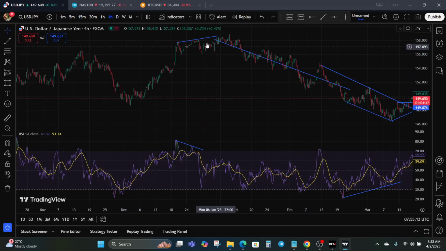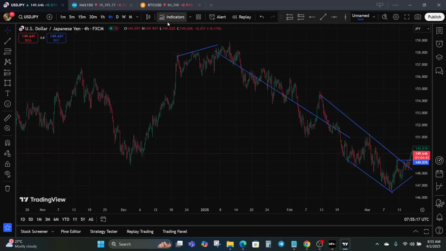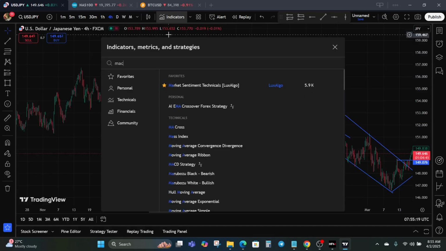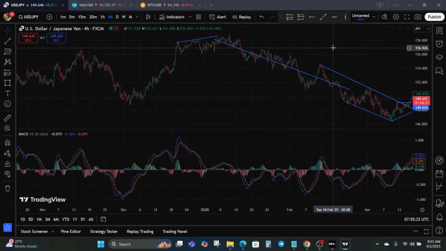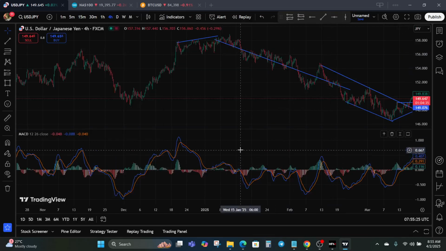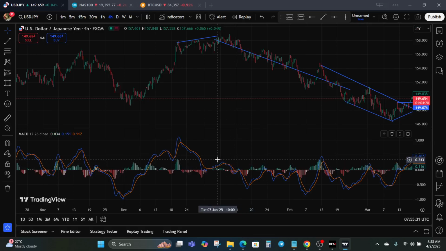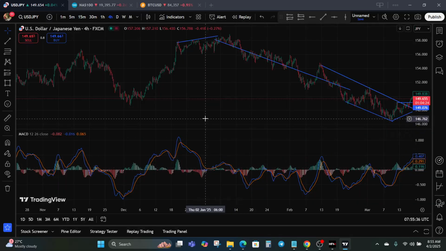The next indicator we are going to be looking at is the MACD, moving average convergence divergence. The MACD measures the relationship between two moving averages and helps spot momentum shifts. You should also look for divergence between price action and the MACD histogram or signal line crossover.